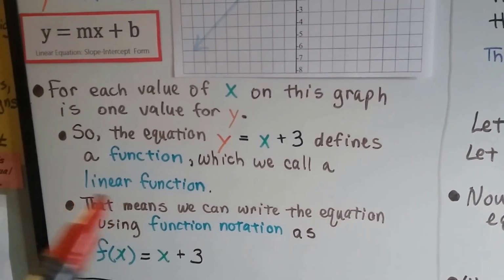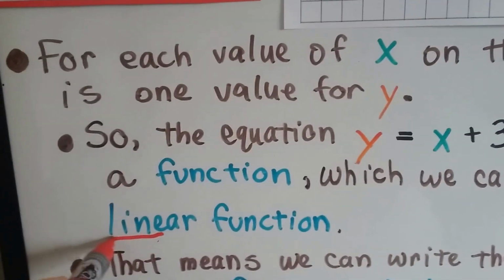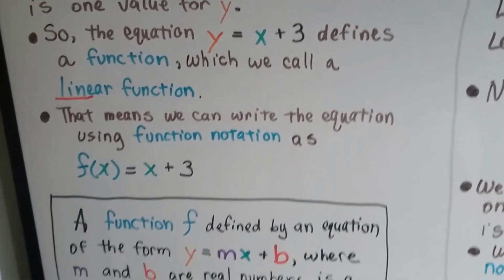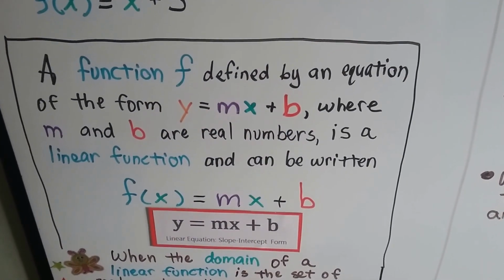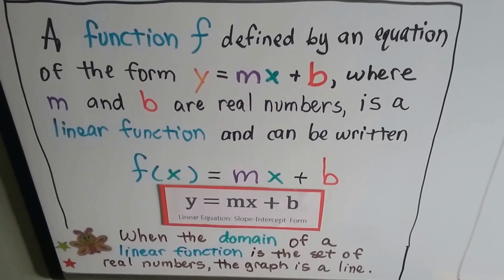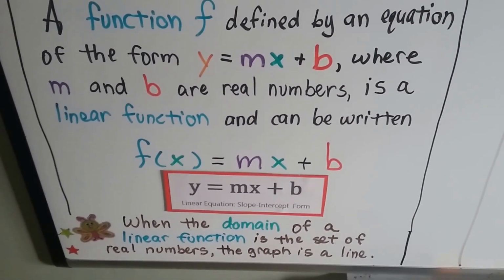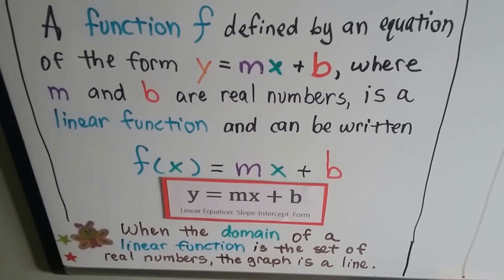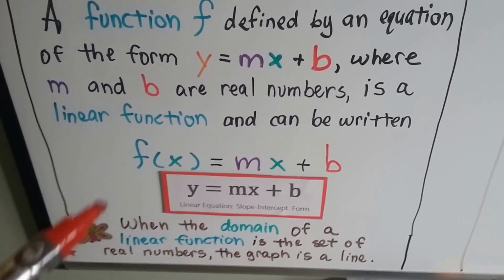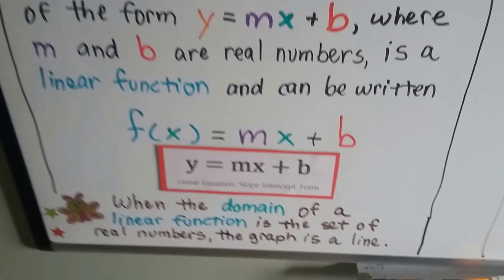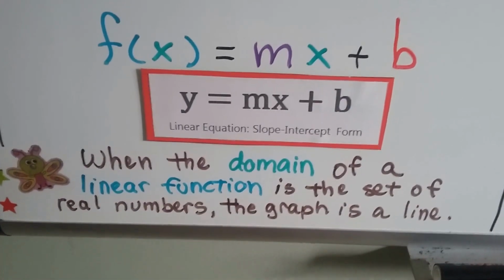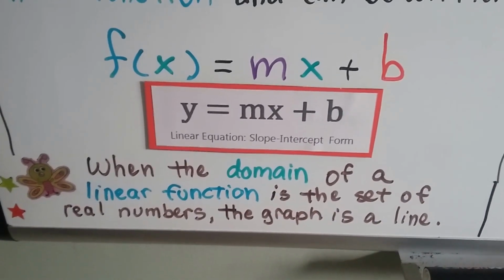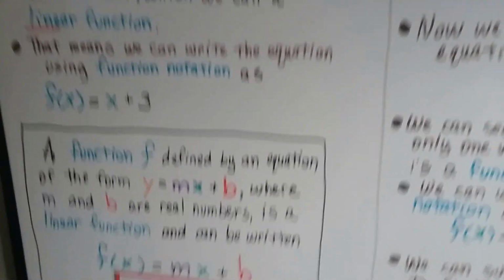So look at the word linear, and you can see the word line in it. That means our function is going to make a line. That's all it means. A function f defined by an equation of the form y equals mx plus b, where m and b are real numbers, that's the slope and the y-intercept, isn't it? It's a linear function, and it can be written f of x equals mx plus b. See? Slope-intercept form. When the domain of a linear function is the set of real numbers, the graph is a line. Okay? So let's take a look at these word problems here.